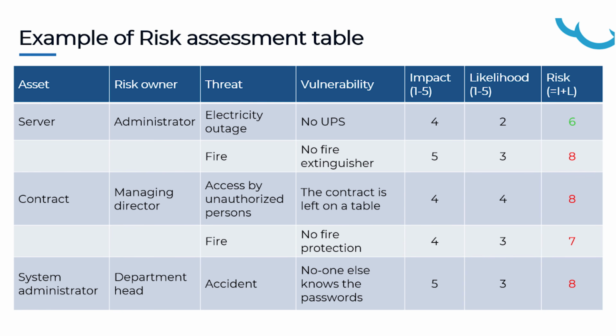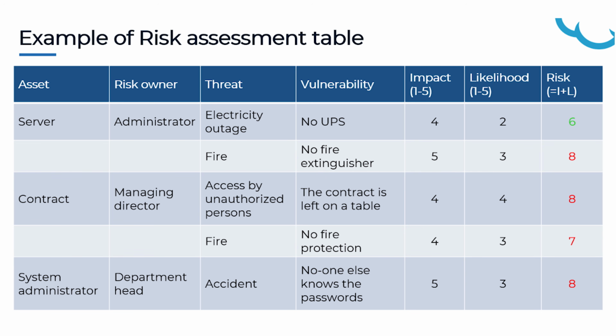Okay, to sum it all up, I'll show you now the risk assessment template. Here in this template, you can see that it usually consists of several columns: asset, risk owner, threat, vulnerability, level of impact, level of likelihood, and finally the risk. And here in these rows, you can see a couple of examples. Let's say you have this server, a physical server, you have the owner, electricity outage as a threat, and then that there is no UPS, uninterruptible power supply, as the vulnerability, and then you have this assessment of impact and likelihood, and finally the calculation of risk. In this case, this would be 4 plus 2 equals 6.